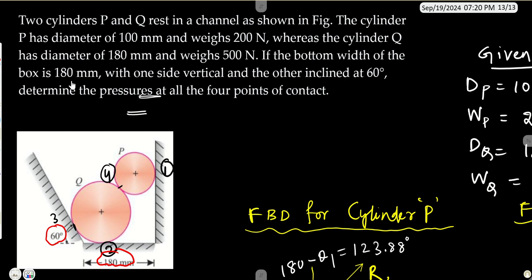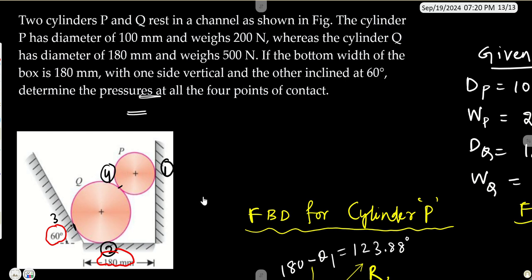So we need to determine the pressures at all these 4 points of contact. Here pressure basically means we need to find out the reaction forces, assuming the area of contact is 1. Okay, so here we are having 4 contact points. I have shown over here, let this be the contact point 1, 2, this is the contact point 3, and this is the 4th one, the contact between the cylinders P and Q.